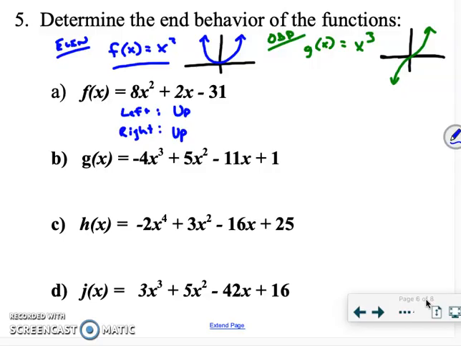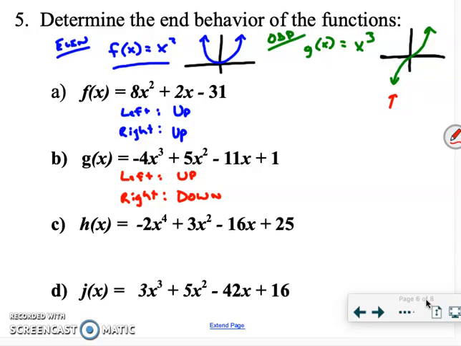Okay? In part B, g of x is equal to negative 4x cubed. I can see that the degree is 3, which is odd, of course. I can also see that the leading coefficient is negative 4. Negative tells us that we are not going to follow the exact same pattern of the cubic parent function, but instead we're going to go the exact opposite. So the left end is going to be rising, or up, and the right end is going to be falling, or down.